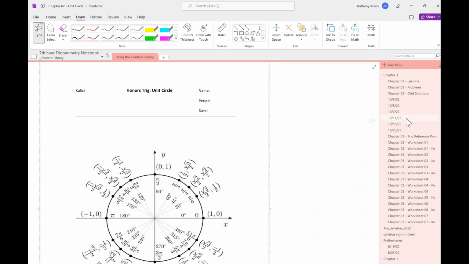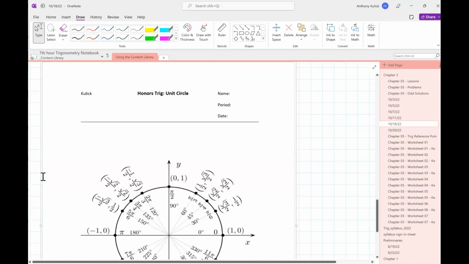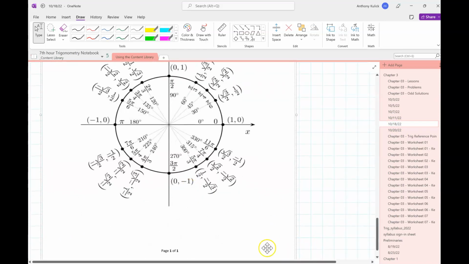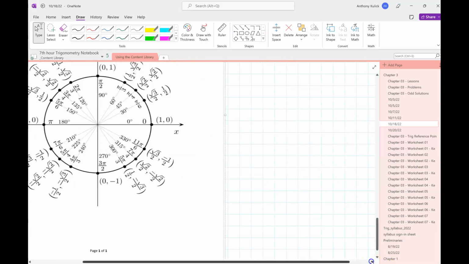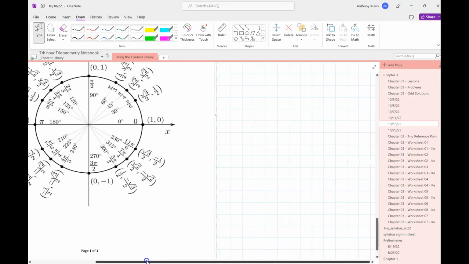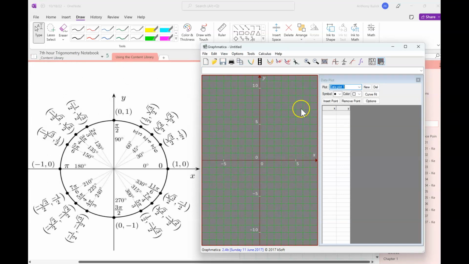So just like before, we're going to use the unit circle to create the graph for our tangent function. So remember, back when we were using the unit circle, tangent of an angle was equal to y over r, right?